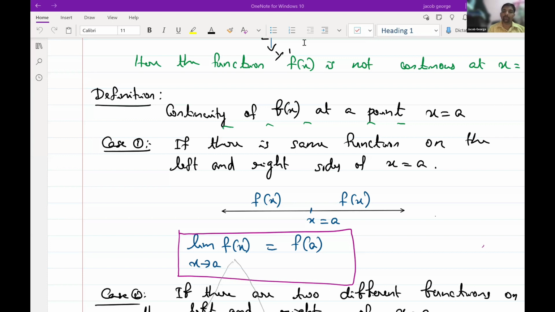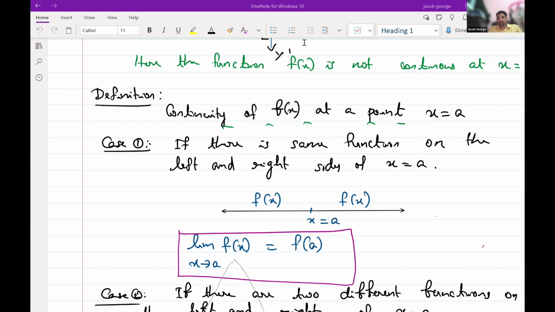Limit of x as x tends to a, f of x equal to f of a. This is the definition of continuity of f of x at x equal to a. If the functions are the same on the left and right, we use this: limit x tends to a, f of x equal to f of a.